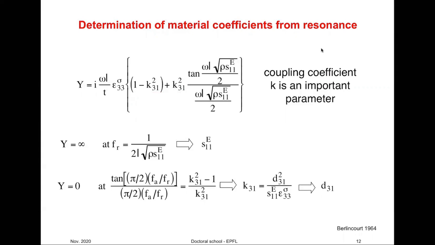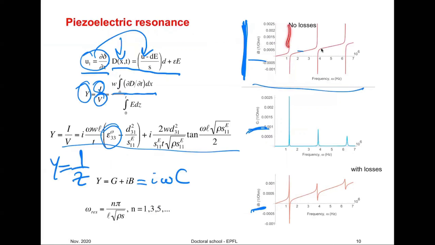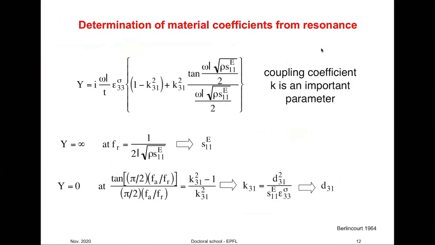Now, the equation of the resonant behavior of impedance in the vicinity of resonance is very important, because we can use this to calculate different material parameters. For example, if we take the behavior at the resonance frequency where admittance goes to infinity, we can find out, so we make this infinite, that's the only term that can become infinite here.